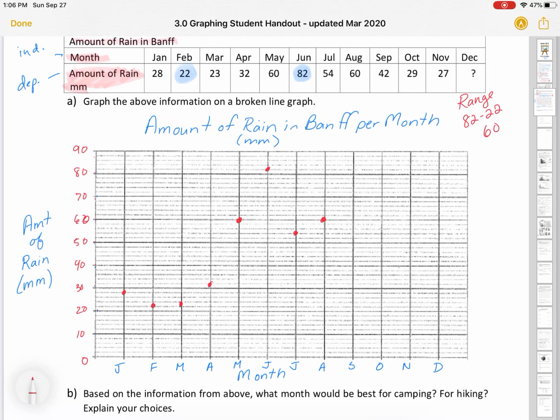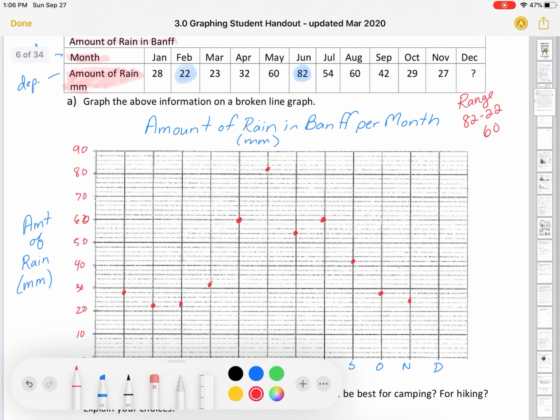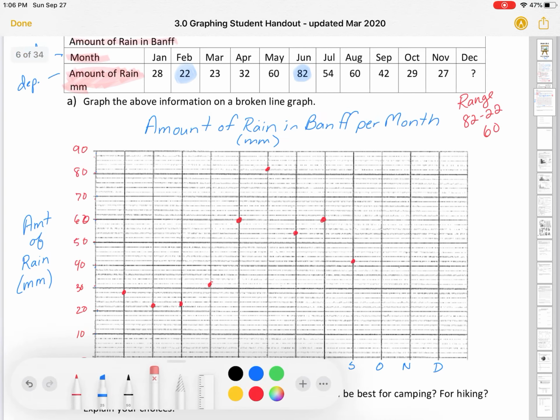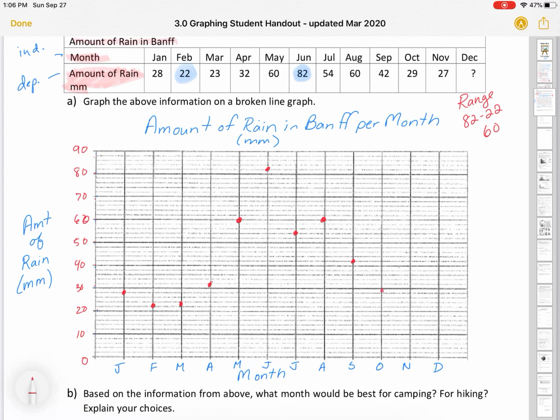September, 42. October, 29. And November, 27. So, between two. Oh, I'm too low on that one. And I'm too low on that one. Sorry. October's 29 and November's 27.